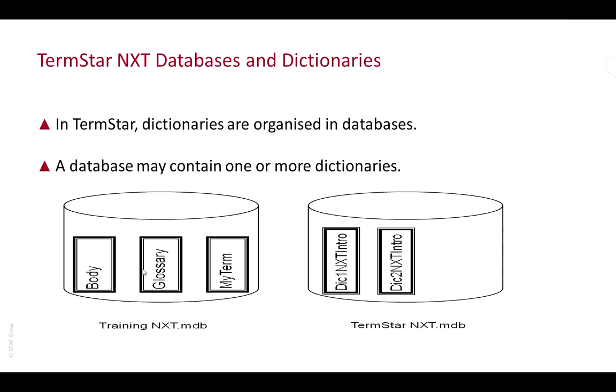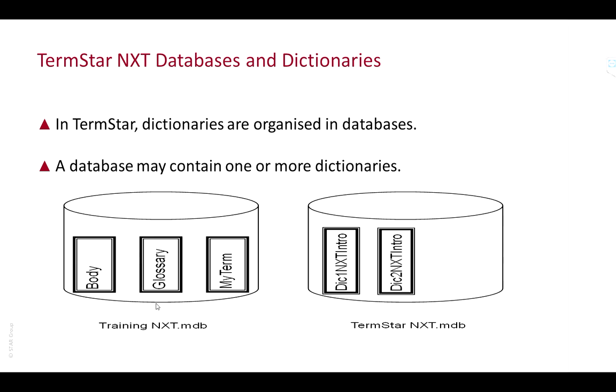It's like a bookshelf. The database is like the shelf, and the dictionaries are the books on the shelf. There can be one, and of course there can be several. In general, if you want to store similar pieces of information in a well-structured way, you use a DBMS, a database management system. For TermStar, we haven't implemented our own DBMS, but instead we use existing ones.